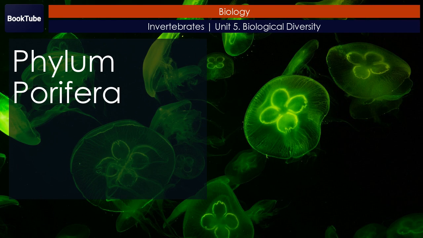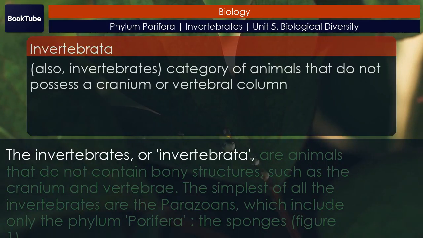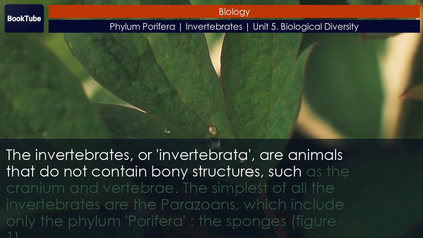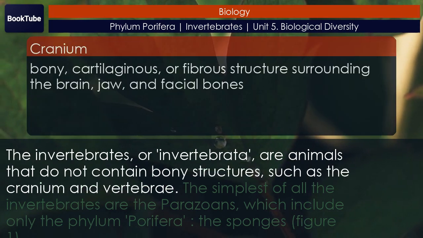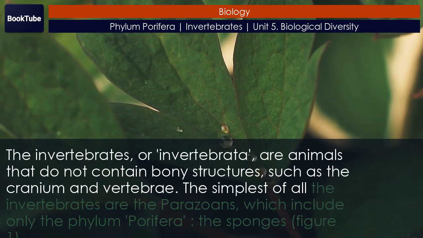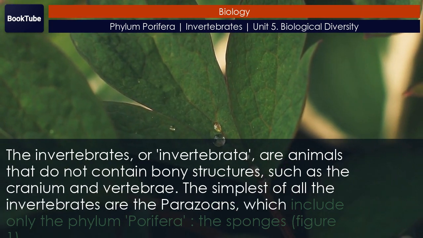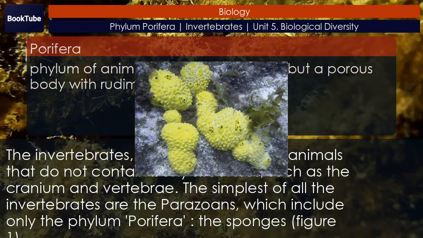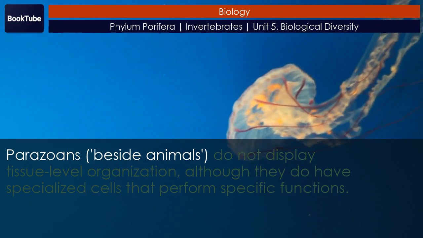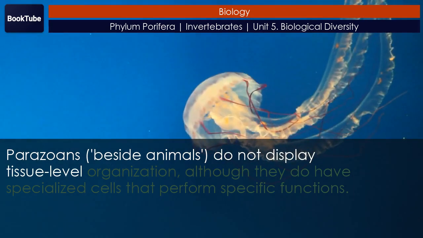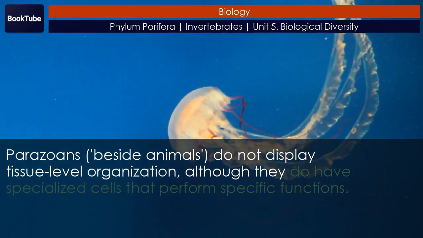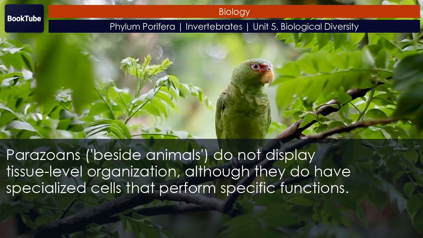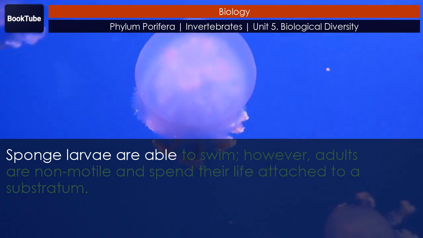Phylum Porifera. The invertebrates, or Invertebrata, are animals that do not contain bony structures, such as the cranium and vertebrae. The simplest of all the invertebrates are the Parazoans, which include only the phylum Porifera, the sponges. Parazoans, beside animals, do not display tissue-level organization, although they do have specialized cells that perform specific functions. Sponge larvae are able to swim.